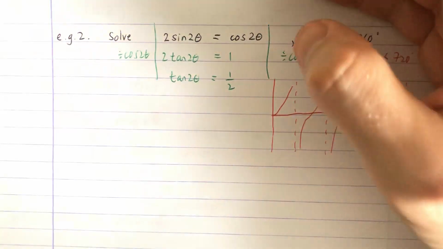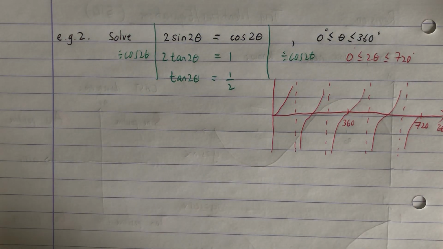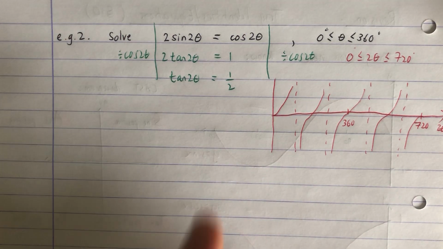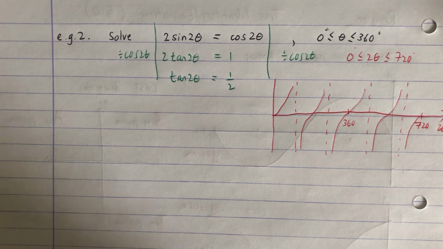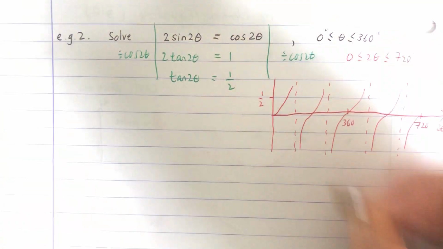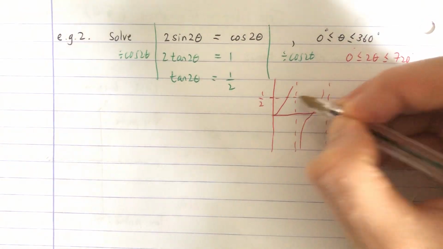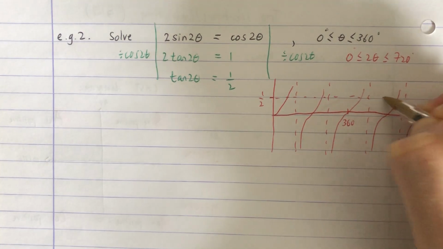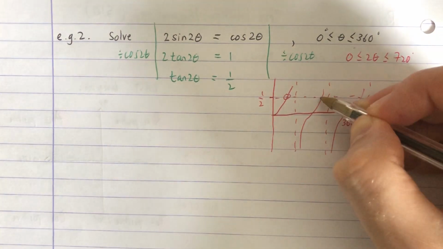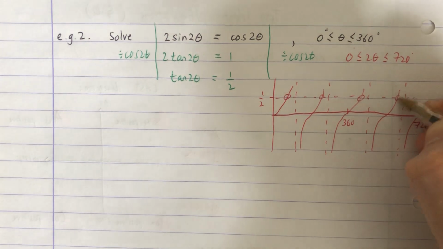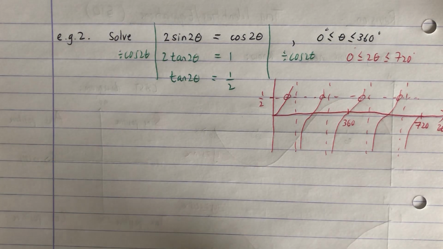Tan goes as high as you want and as low as you want. It doesn't stop at 1 or negative 1. We want it to be a half, which is there. Let's just say it's there. And if you scroll across, you'll see it has 1, 2, 3, 4 solutions. And when we do inverse tan now, it only gives us one of those solutions.